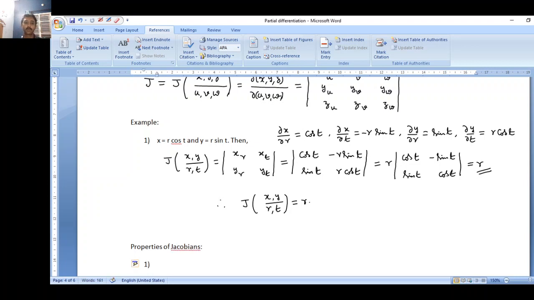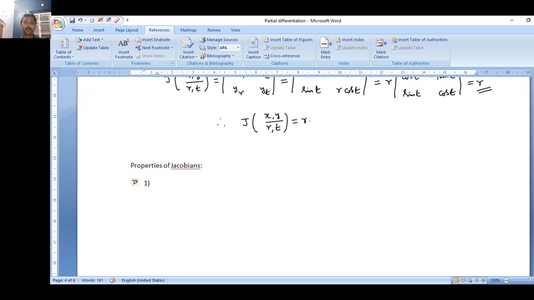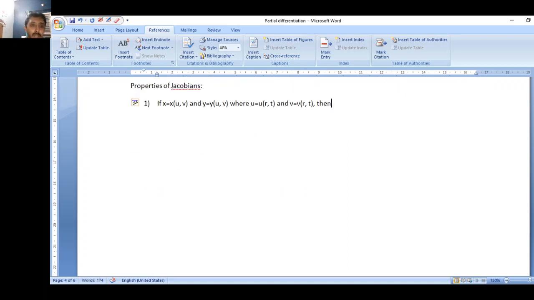Okay, so to begin with, the first property would be pertaining to finding Jacobians of composite functions. So what exactly this says is this: if x is a function of u and v and y is a function of u and v again, where u is a function of, say, r and t, and v is also a function of r and t, then as you can see here, x is a function of u and v and y is also a function of u and v. So accordingly we should be able to find out the Jacobian of x and y with respect to u and v by the definition of Jacobians, as long as it exists.